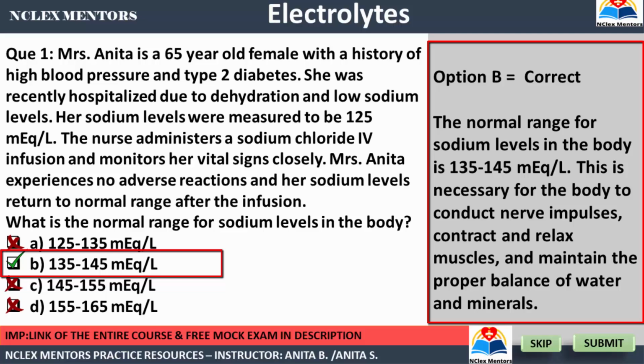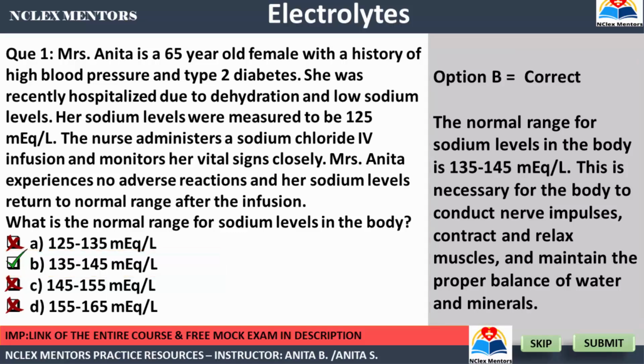Mrs. Anita's sodium levels were measured to be 125 milliequivalent per liter, which is below the normal range. This is a condition known as hyponatremia and can cause symptoms such as seizures, nausea, confusion, restlessness, muscle weakness, and fatigue. In order to correct this, the nurse administered a sodium chloride IV infusion, which helped to bring Mrs. Anita's sodium levels back to the normal range.